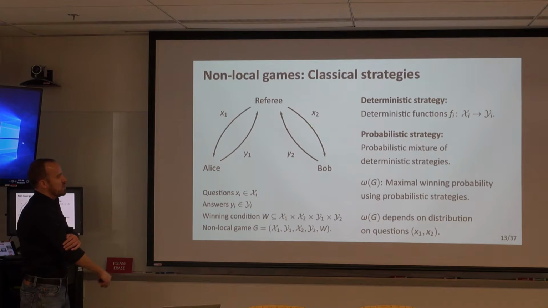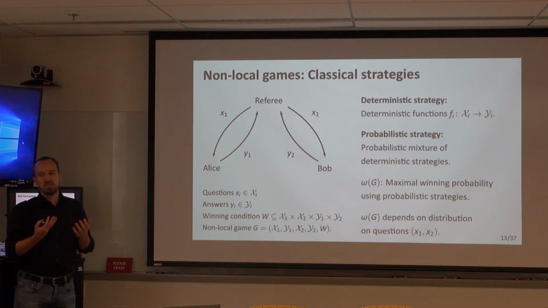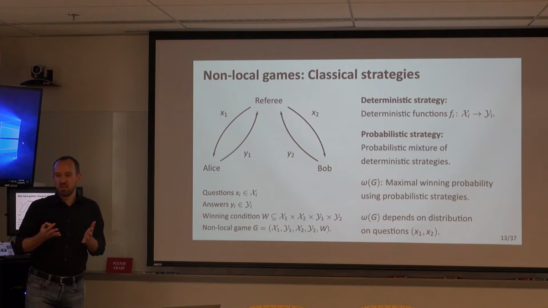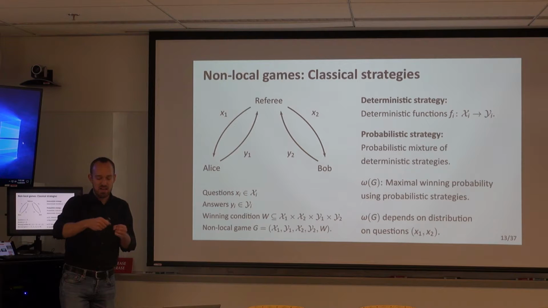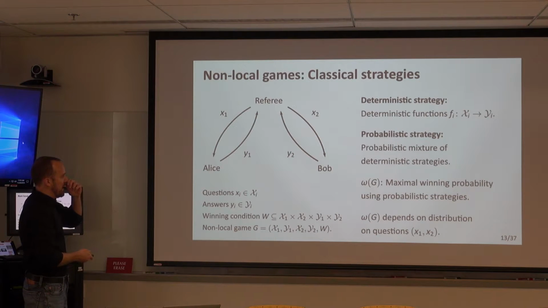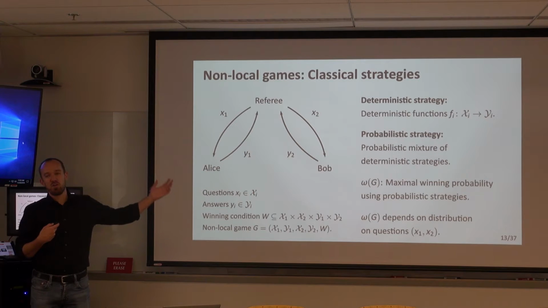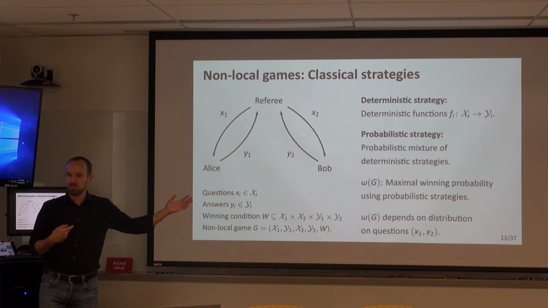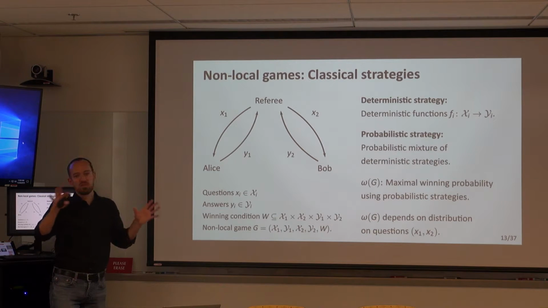But then you also want to allow some shared randomness. So you want to have probabilistic strategies, which is just a convex mixture of deterministic strategies. They also have access to some shared randomness, and then they can just flip a coin and use one of the deterministic strategies they agreed on. The maximal winning probability omega g is defined as the maximum over all probabilistic strategies of winning the game. So it is the probability of Alice and Bob winning the game if they have all probabilistic strategies at their disposal.